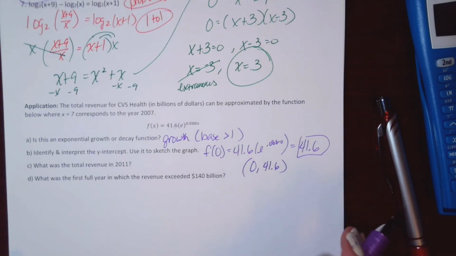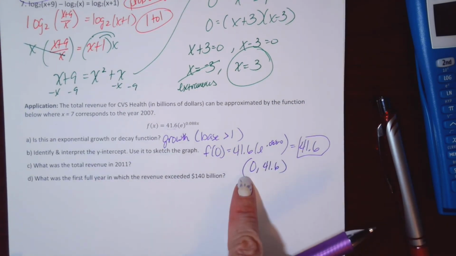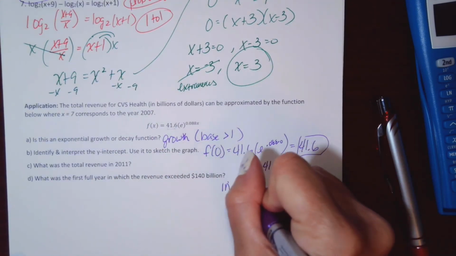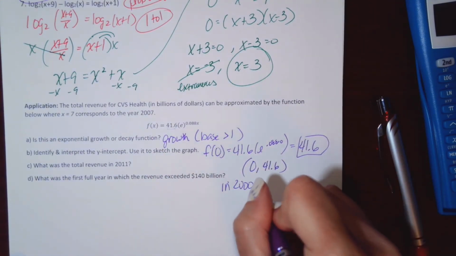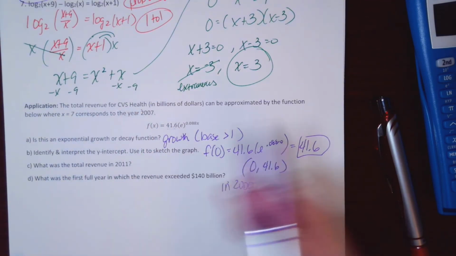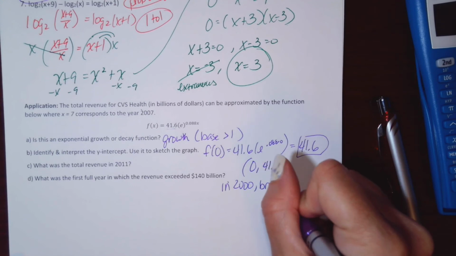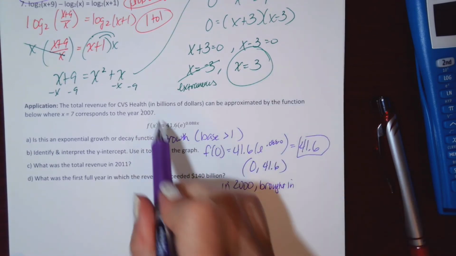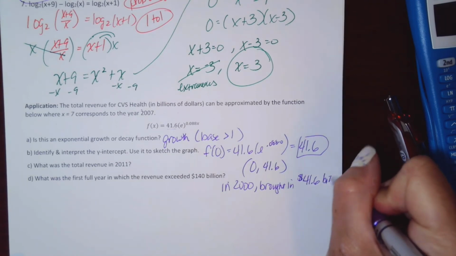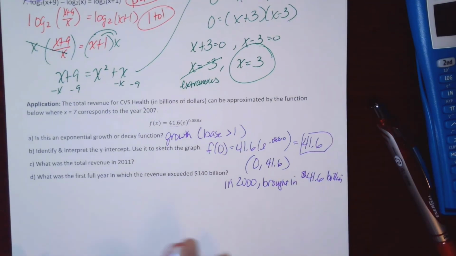It tells me to interpret it though. Well, x represents years, so in the year 2000, CVS Health brought in total revenue in billions of dollars, so 41.6 billion. That was their total revenue in the year 2000.